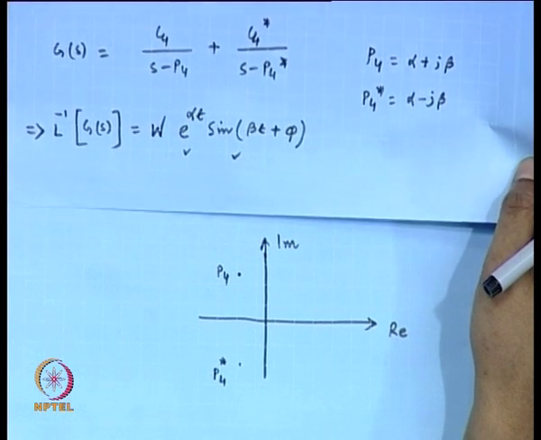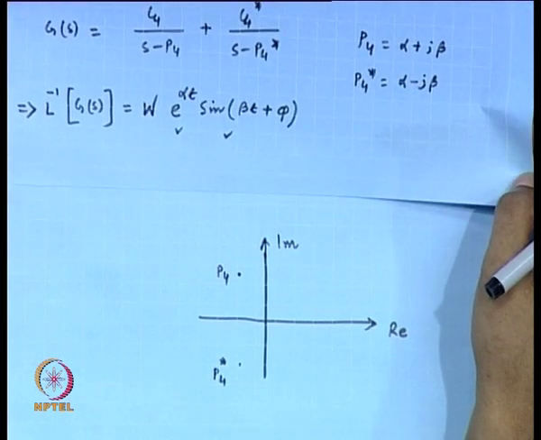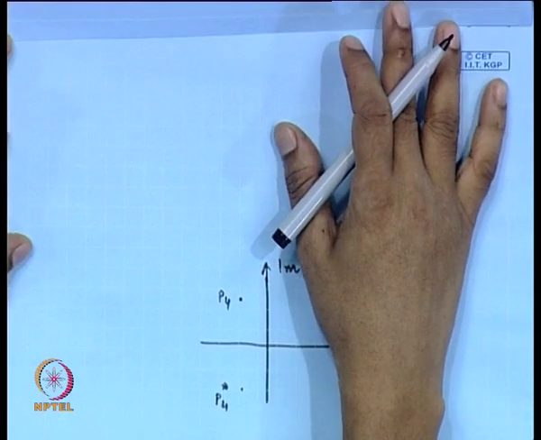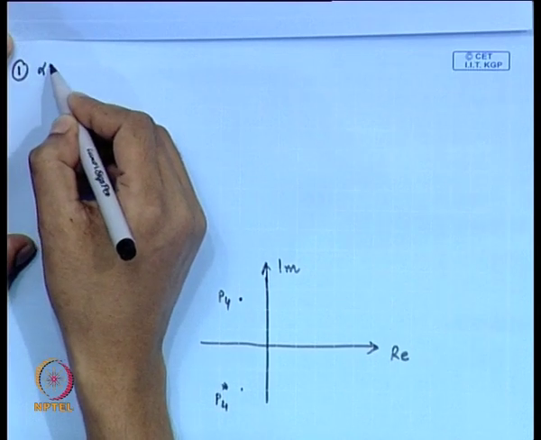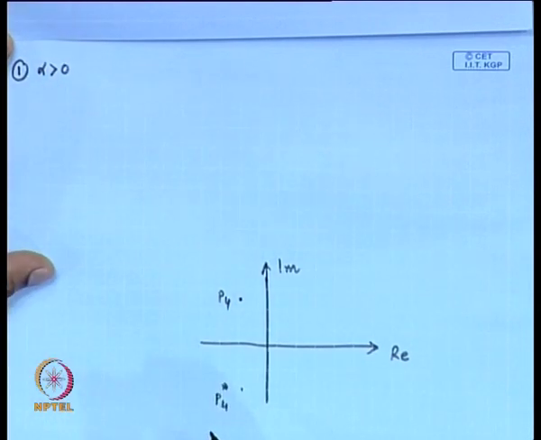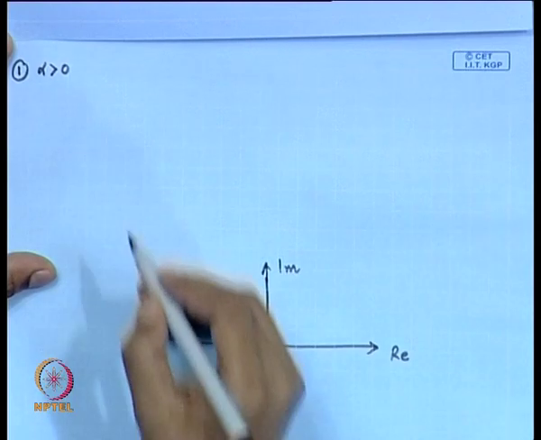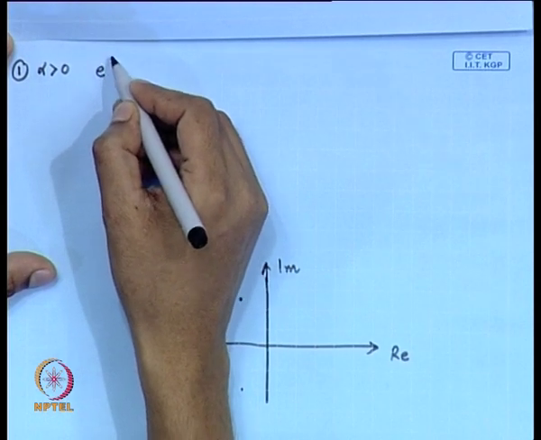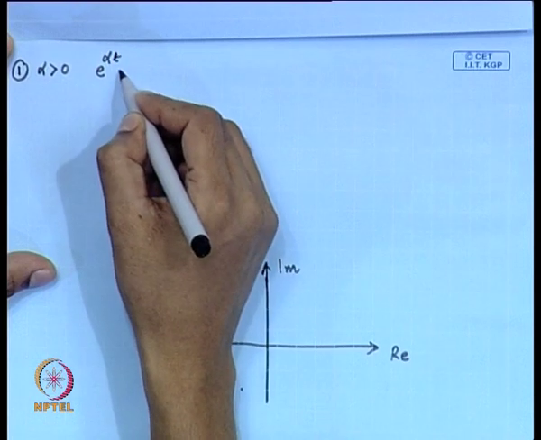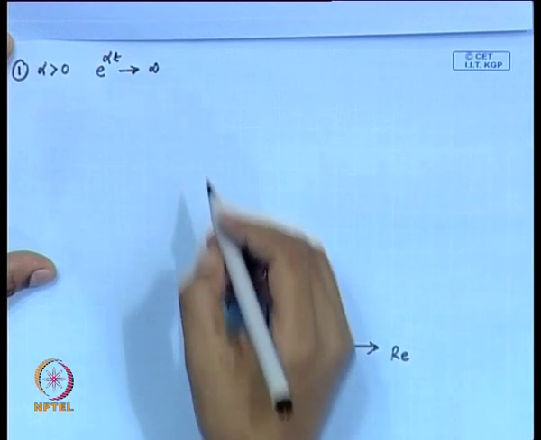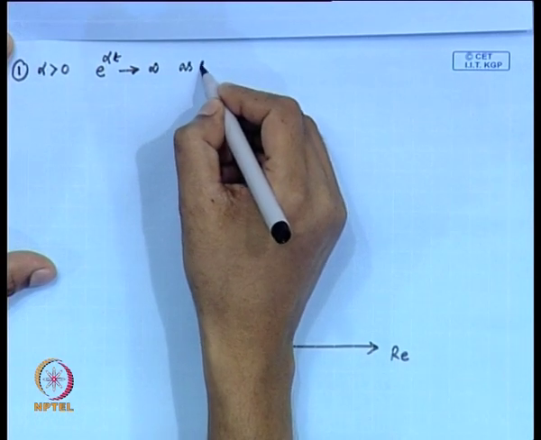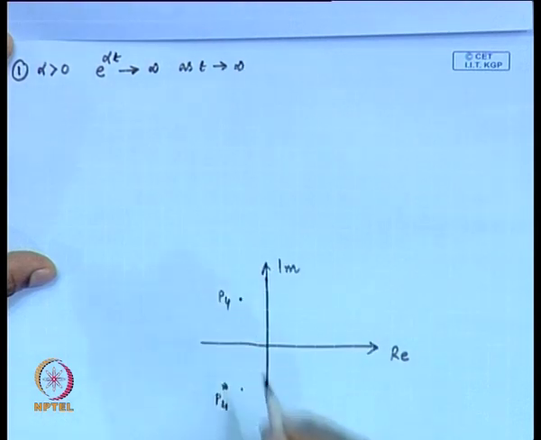So, next we will consider the different situations, I mean different values of alpha. Then what will be the response of the process having two complex conjugate poles? So, in the first case we will consider alpha greater than 0. If alpha greater than 0, then exponential of alpha t tends to infinity as time tends to infinity, agree.